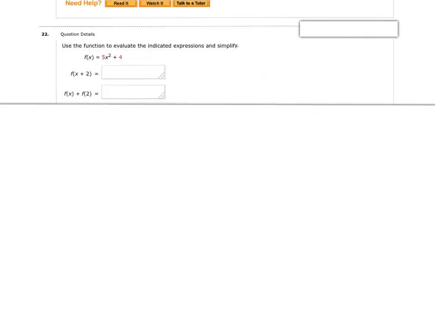All right, next up here, we have another function, and it asks us for two different things here. And so these answers are going to be different. So the first thing it asks for is f of x plus 2. And so that means that we need to go into the function and plug in an x plus 2 for x. And so you can see I just replaced that x with x plus 2. It's still being squared and then multiplied by 5 and then adding 4.